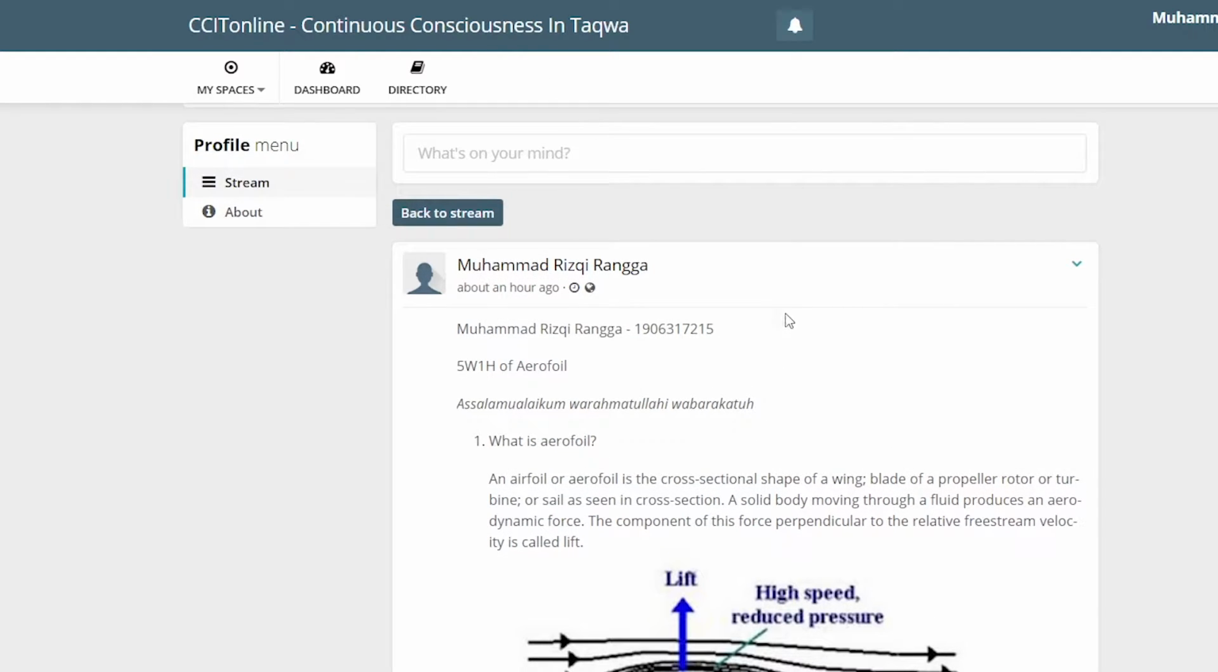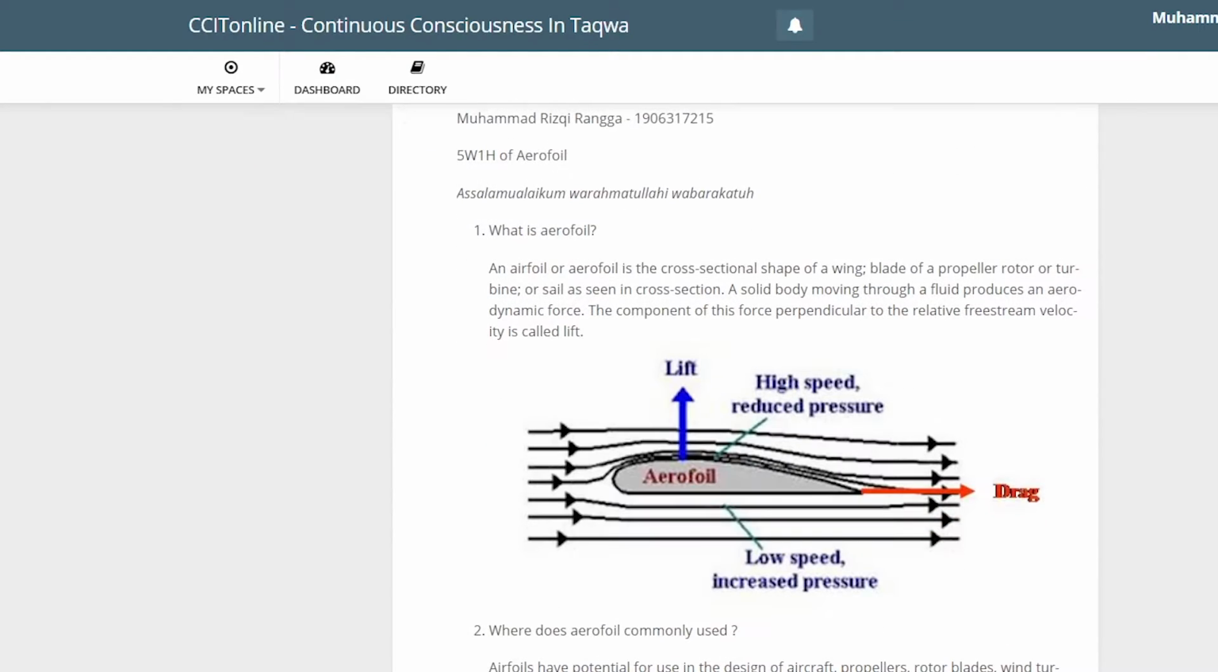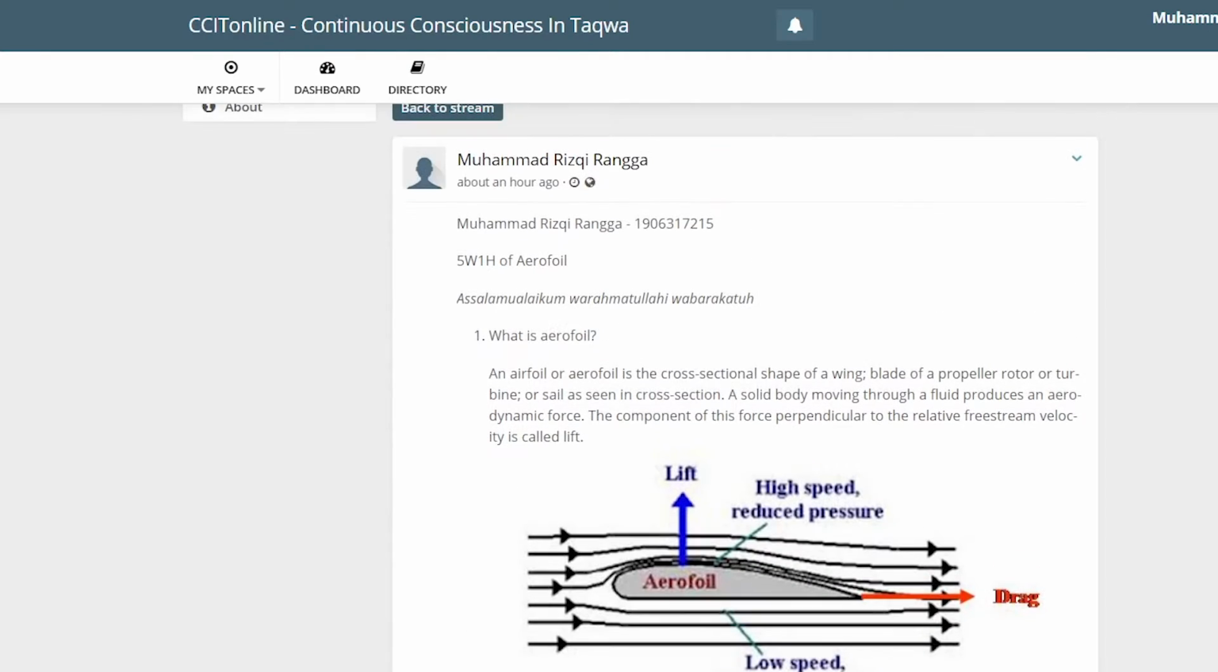Today I'm going to briefly explain about the 5W and 1H of aerofoil. So first of all, what is aerofoil? An aerofoil is the cross-sectional shape of a wing, blade of a propeller, rotor, or a turbine, or a sail as seen in the cross-sectional view.